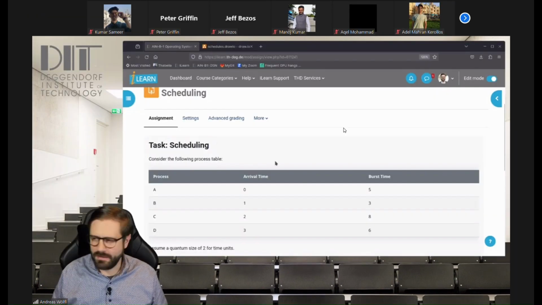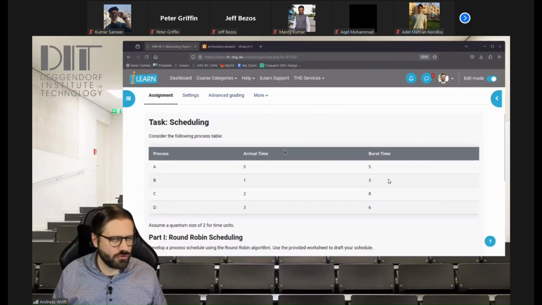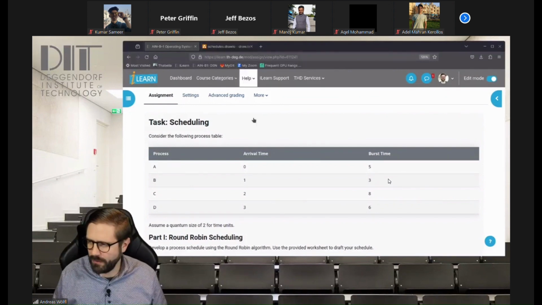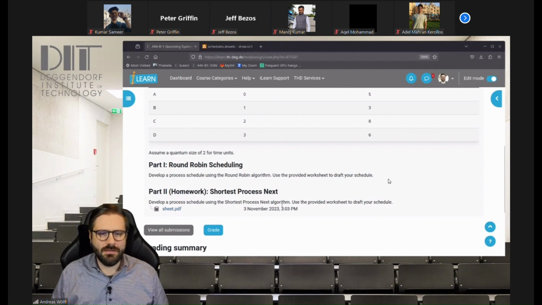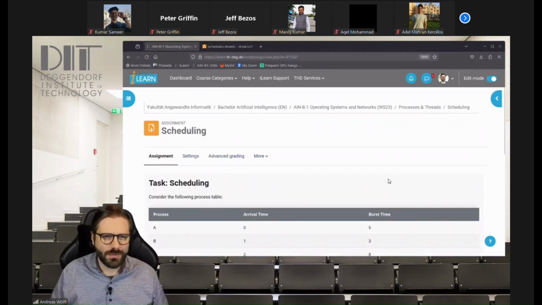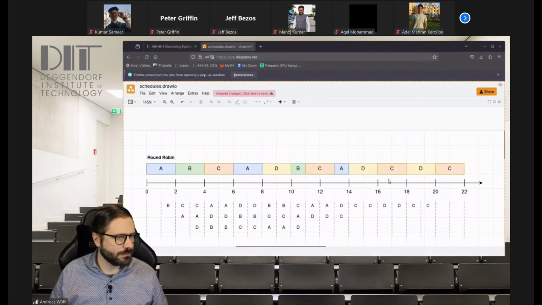We have the last task for today. So this is a scheduling table, and I will just show what the solution is, and you can compare accordingly. So this is round robin scheduling. What you can do at home in order to train your scheduling creation skills is do it with shortest process next. But this is my round robin schedule.